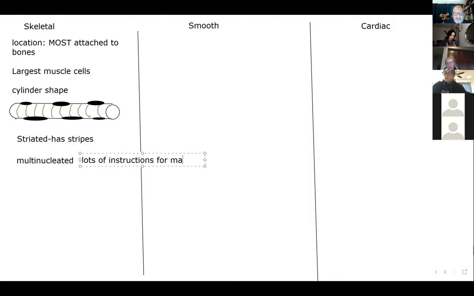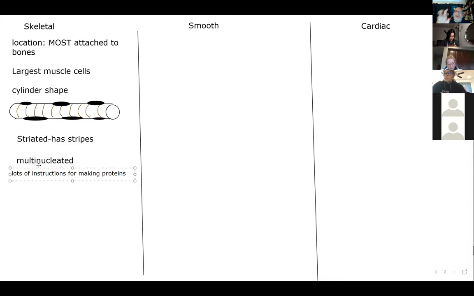And one of the interesting things about this muscle is that, again, these proteins are so packed in there and so tightly organized that actually there's not a lot of room for the nuclei. So the nuclei are pushed to the edge of the cell.